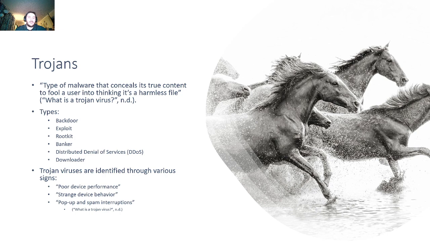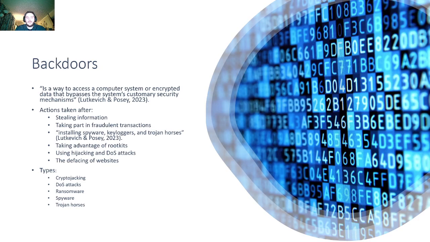Now, Trojan horses can be identified through various signs. If you notice poor device performance or just strange behavior in general, things aren't acting right, or you start having pop-ups or spam interruptions when you're just using normal applications or browsing the web, that's when you need to come and talk to one of the IT department. We can get that fixed.